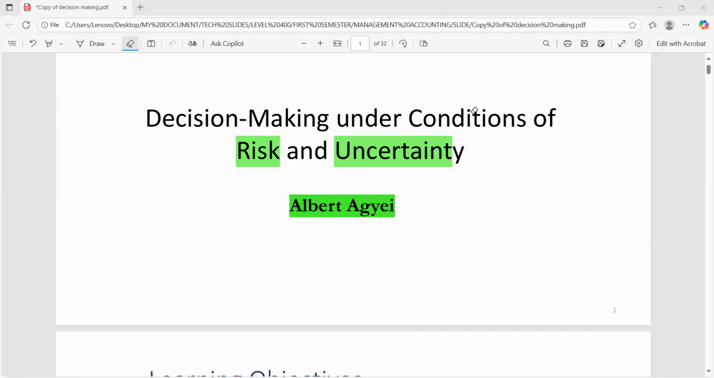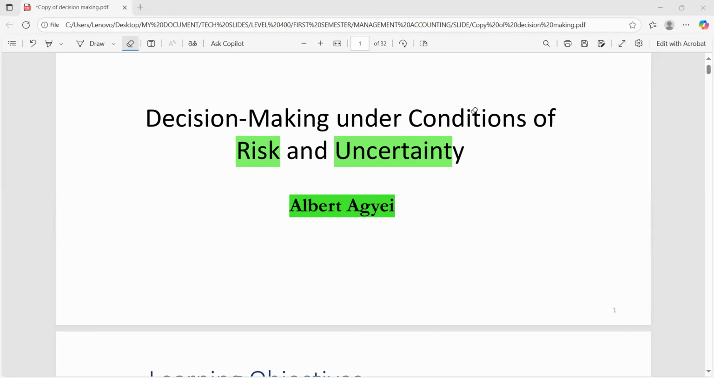So we said that the cost volume profit analysis was also a decision-making technique. That is the break-even, knowing the number of quantities to produce so that the firm will not run at a loss, for a single product and for a multi-product, that is two products. That is one aspect of decision-making technique.